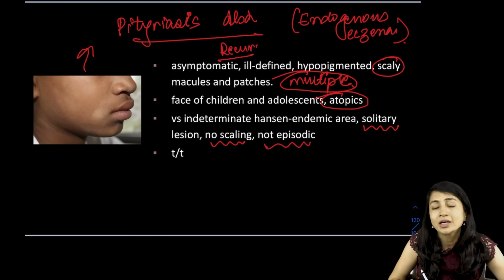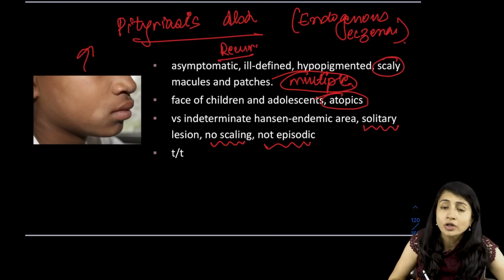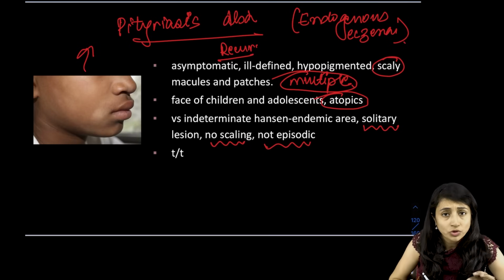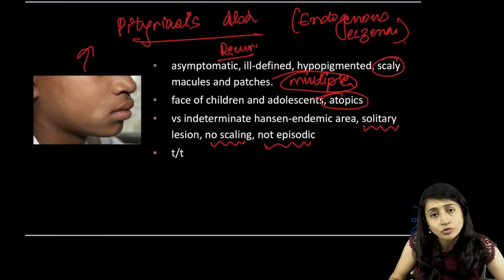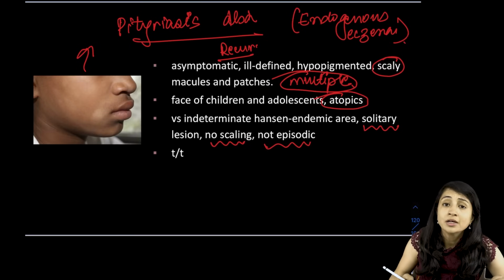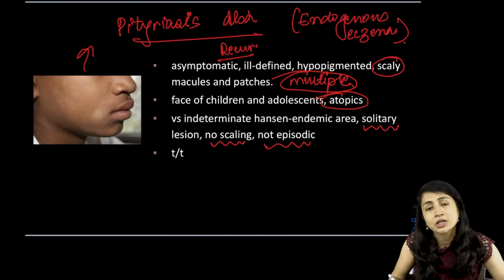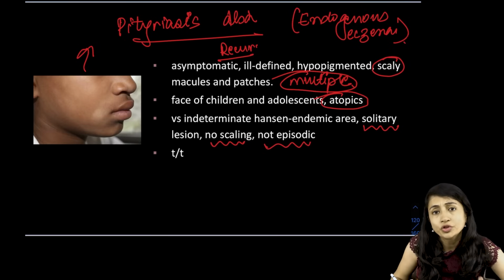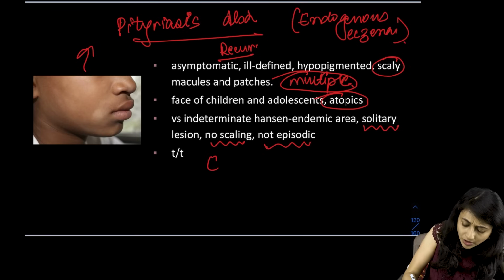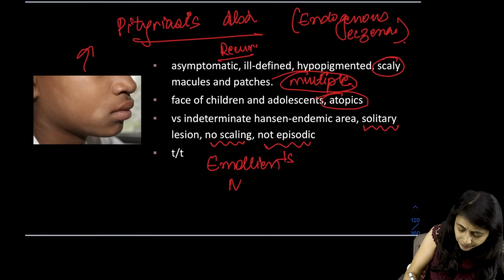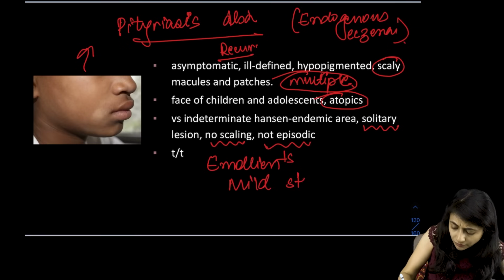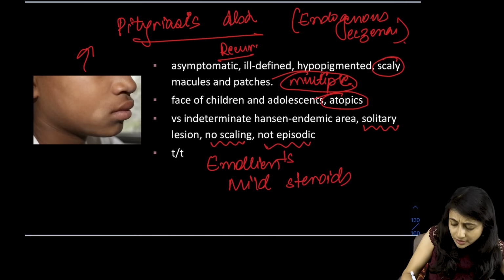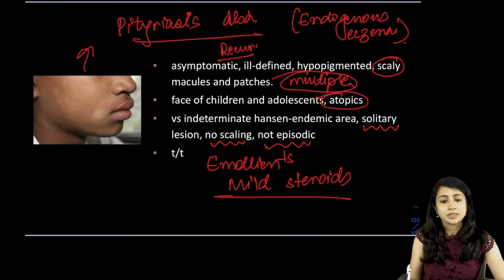Then sometimes you may confuse it with pityriasis versicolor. Versicolor usually happens on the trunk. It can happen on the face, but the trunk is the more common site. Branny scales will be present, and there may or may not be mild itching, and there you do KOH. How do you treat pityriasis alba? You just give emollients and mild steroids. So again, when they give you this image, please understand the difference between these 3 DDs.